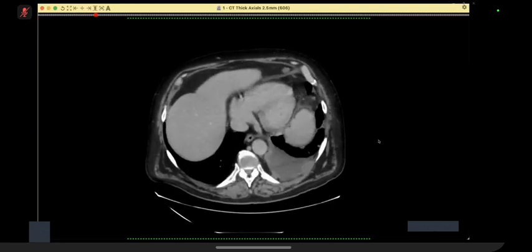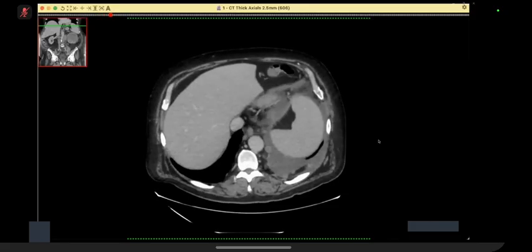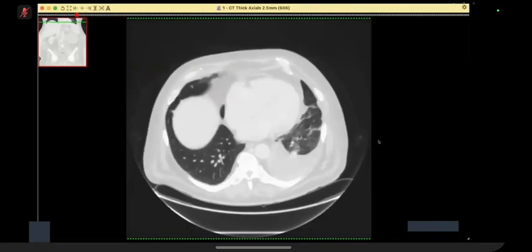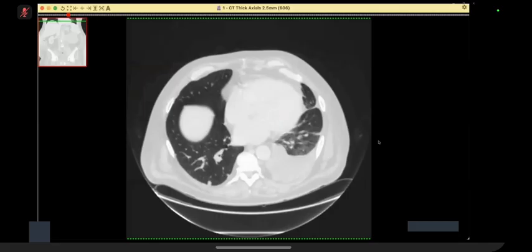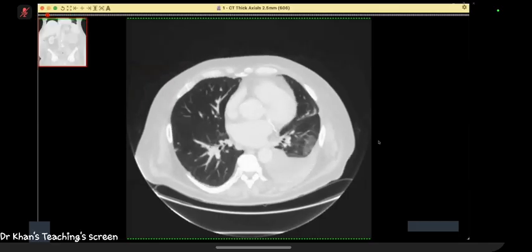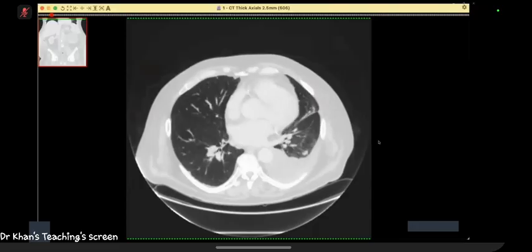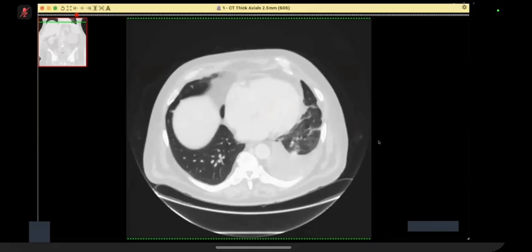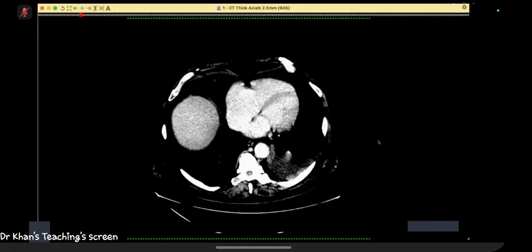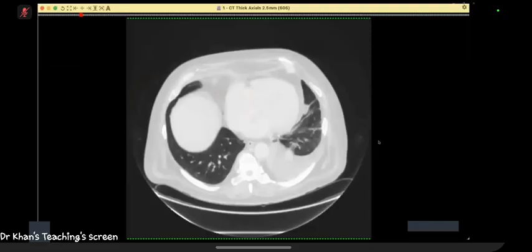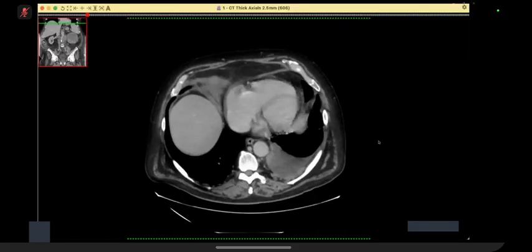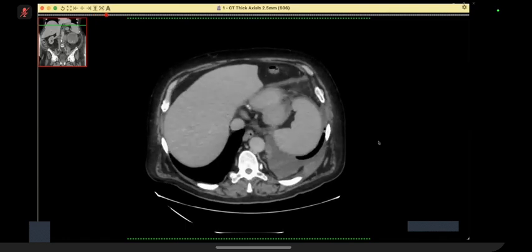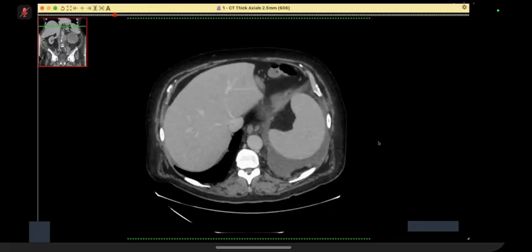In my routine, I'll check the lung window to see if there are any other lesions in the lung. There is a collapse of the left lung, and there is also a nodule. I can see a nodule in the base of the lung. Then I want to check the abdomen, at the area where I saw the soft tissue lesion in the right hypochondrium.